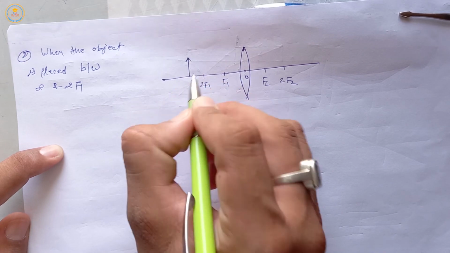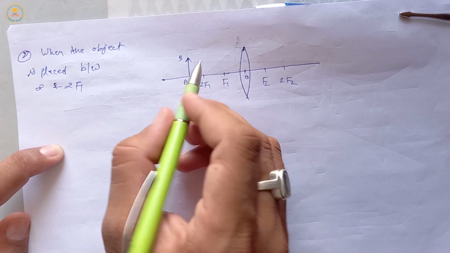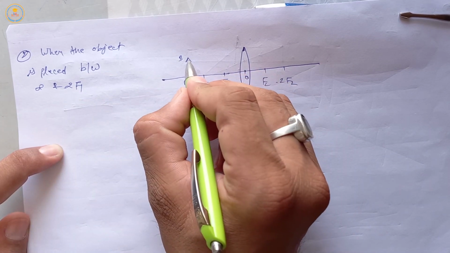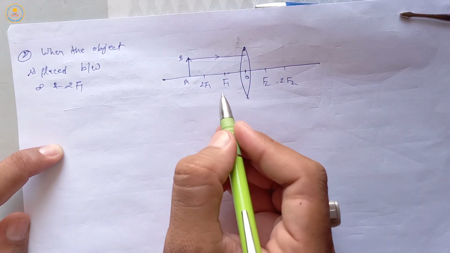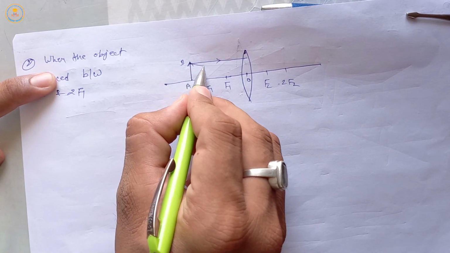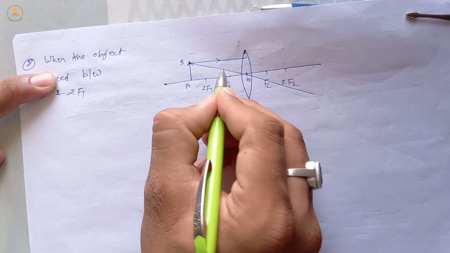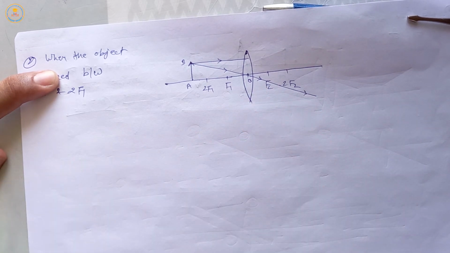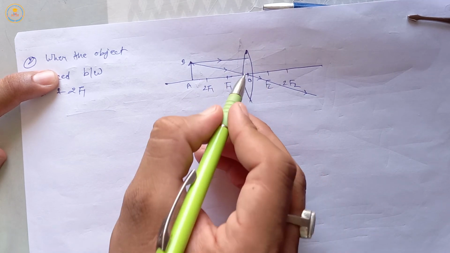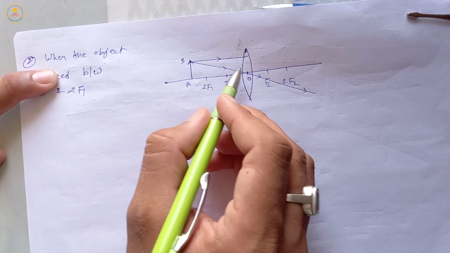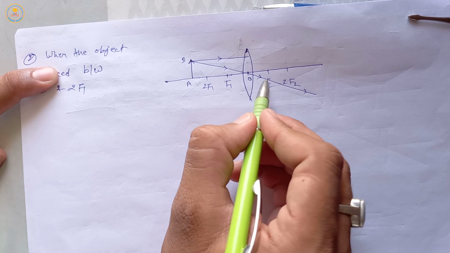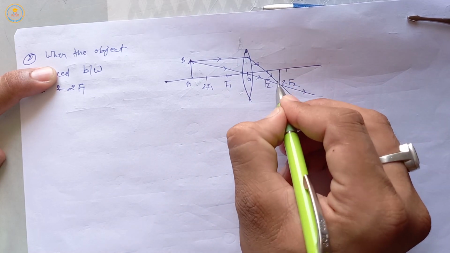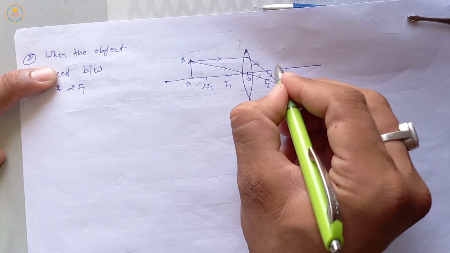Here the object is placed, which is AB. One ray is always passing through the optical center, and the other ray is parallel to the principal axis. One goes like this, and another one is passing through the optical center like this. This is the second ray. The ray incident on the optical center passes without any deviation, and the ray parallel to the principal axis, after refraction, goes through the second focus point f2 like this. These refracted rays intersect at this point between f2 and 2f2, meaning the image is formed here.